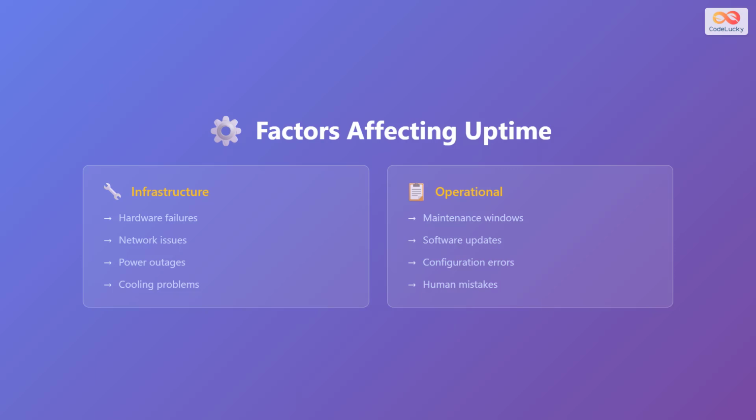Several factors can impact a system's uptime. Infrastructure-related issues include hardware failures when physical equipment breaks down, network problems that disrupt connectivity, power outages that shut down systems, and cooling failures that cause equipment to overheat. Operational factors are equally important. These include scheduled maintenance windows when systems intentionally go offline, software updates that require restart time, configuration errors made by administrators, and simple human mistakes. Understanding these factors helps organizations implement preventive measures to minimize downtime.